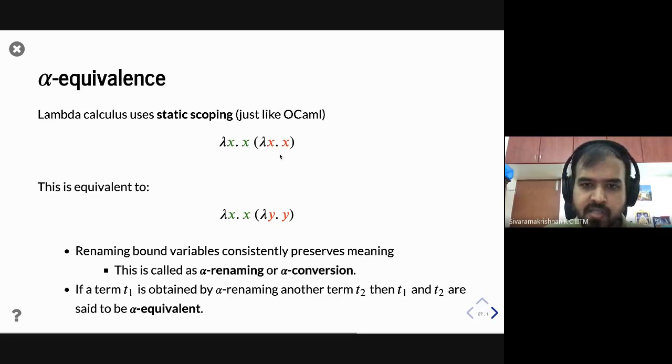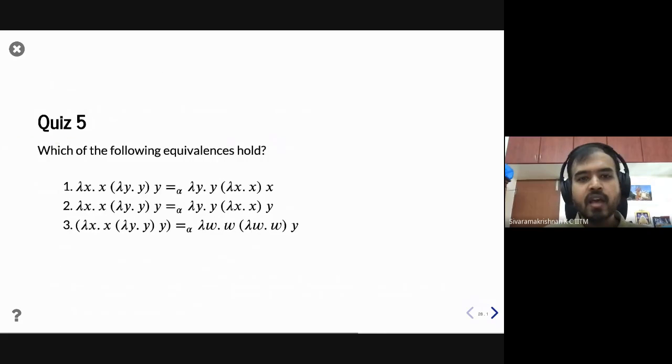And this process is called alpha renaming, or alpha conversion. As I mentioned before, if you have a term T1 and it is obtained by alpha renaming another term T2, then we call T1 and T2 alpha equivalent. That's the definition of alpha renaming. So here are some examples to see whether we've understood the concept. We write alpha equivalence as an equal sign subscripted with alpha, so that we know what equivalence we are talking about.